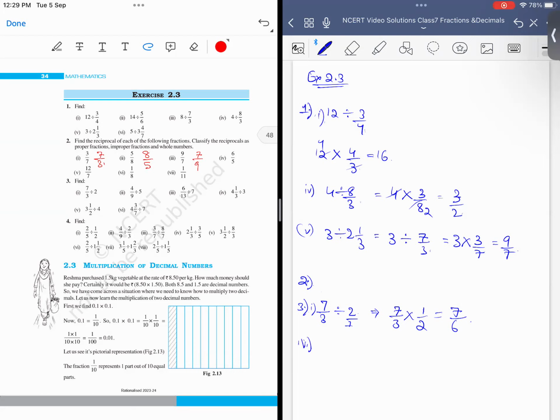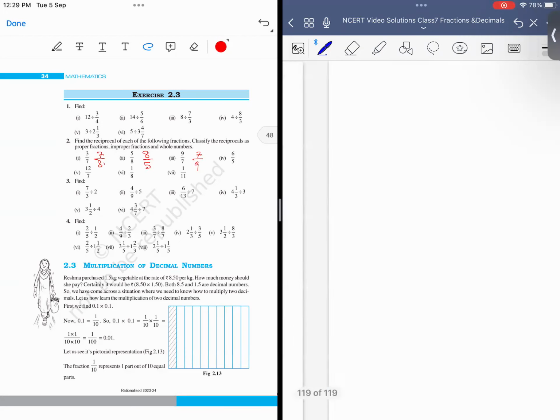Okay, let's talk of the fourth one. 4 whole 1 by 3 divided by 3. Again, what we do in this, we first convert this to an improper form, p by q form. So 12 and 1, 13 by 3 divided by 3. 13 by 3, division changes to multiplication and the reciprocal is 1 by 3, that is 13 upon 9. And again, it is in simplest form. So likewise, we can do the rest in the same manner.